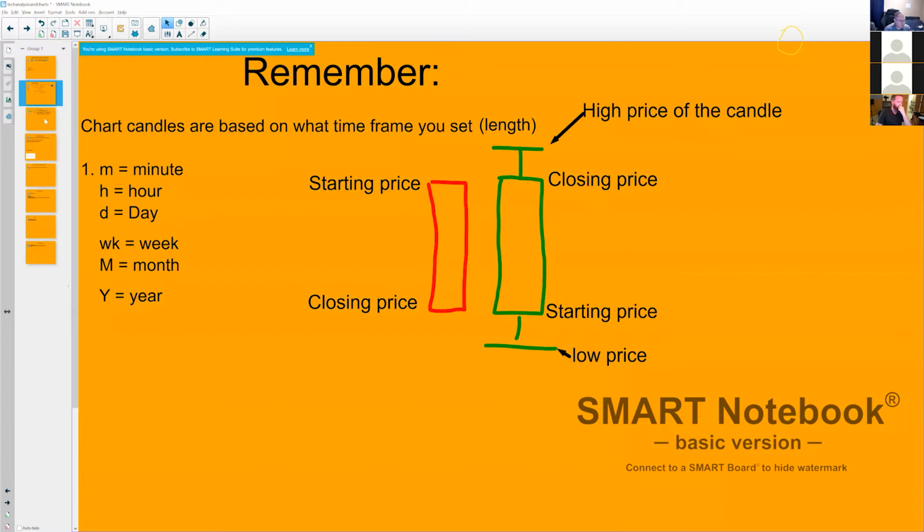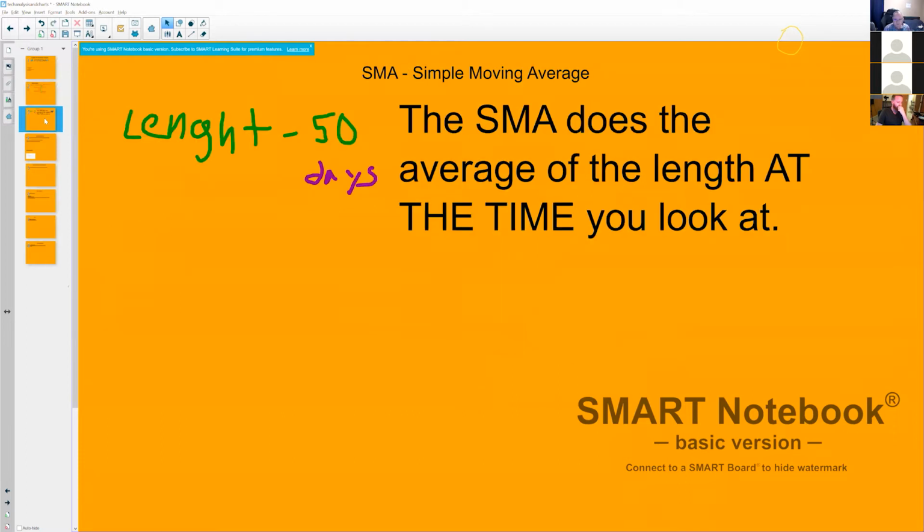All right, moving on. So this is going to be the first thing we're going to talk about, and this is your technical analysis. So these are a couple of things I use in my toolbox to determine stuff. So the first thing is what's called your SMA, your simple moving average.